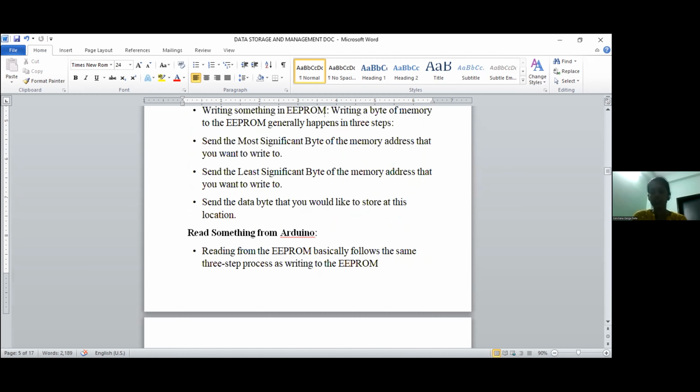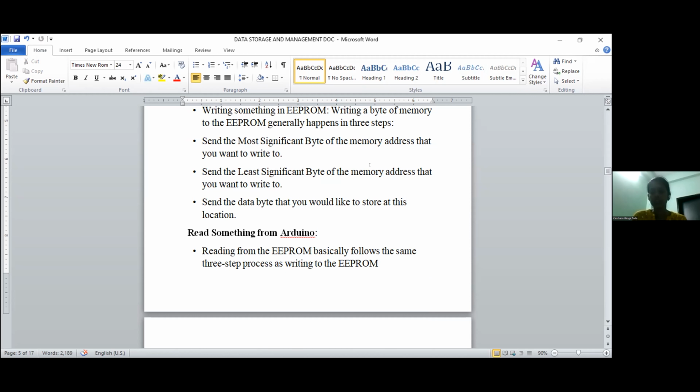Similarly, reading from an EEPROM basically follows a 3-step process, as I have said for writing. Firstly, the most significant byte should be sent, where we have to read from, and the LSB also, we should send to give the memory address. And last, we need to ask for the data byte from that location. So next thing is saving data in the DBMS.